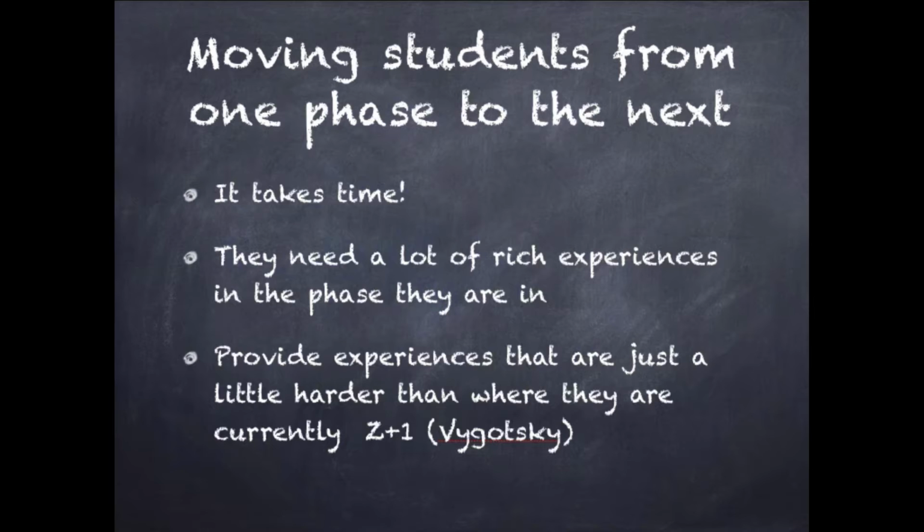And we need to provide experiences that are just a little harder than where they currently are. So that zone of proximal development that Vygotsky would always talk about: wherever they are, add just a little bit harder, and that will help them move to the next level. Now, if they're in, let's say, a matching phase and they're dealing with numbers of 5, we're trying to move them up to numbers between 8 and 12, for example. We're not necessarily moving them out of the phase, we're just moving them to a higher level within that same phase.